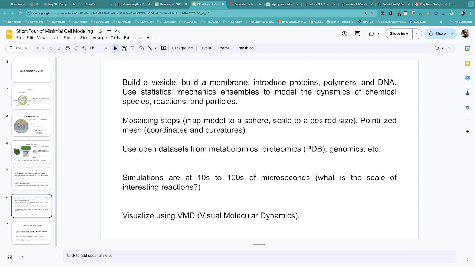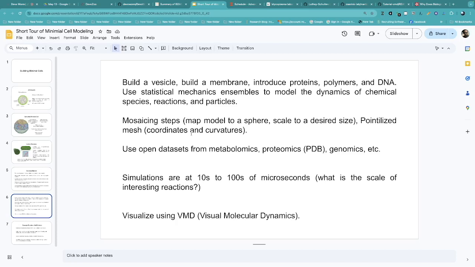And so this is all about modeling and the choices you make during modeling. They do a number of things when they do this. They build a vesicle, build a membrane, introduce proteins, polymers, and DNA, and then we also introduce some water. So we build a simulation by introducing these different things and putting them all together. We'll use statistical mechanics ensembles to model the dynamics of chemical species, reactions, and particles, all those things in the model, in the volume.